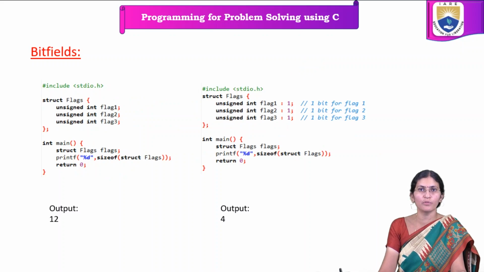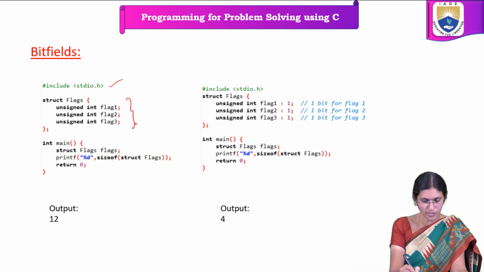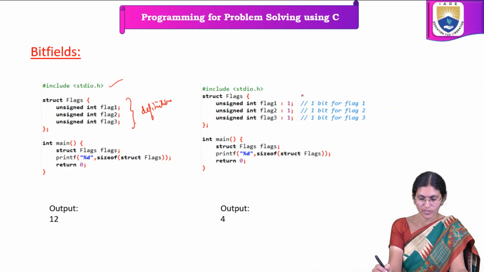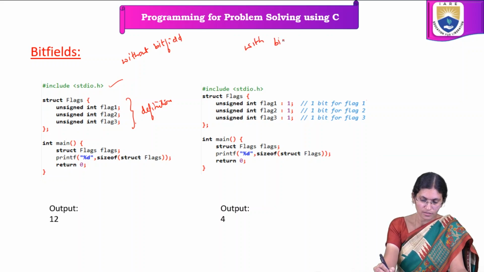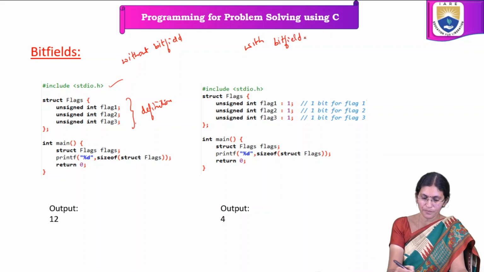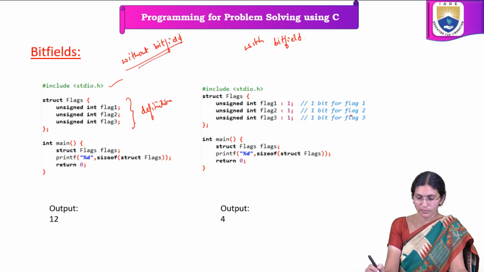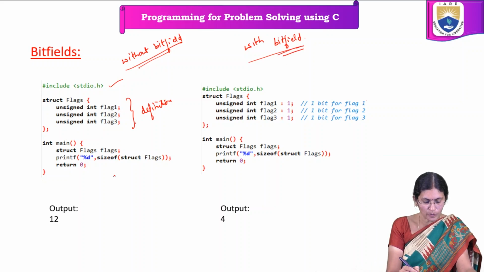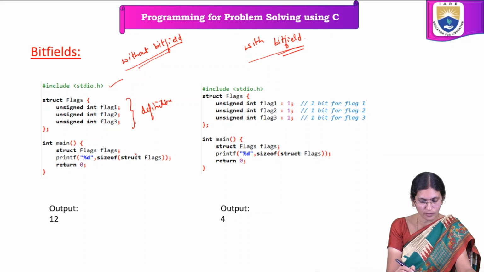Now let us see with the help of a program. This is the structure definition. Here, this one is a regular structure without a bitfield, and this one is a structure with a bitfield. In this program, we have defined a structure without specifying the bitfield. In this program, we have defined a structure by specifying the bitfields. Now let us try to execute. Let us see the program.